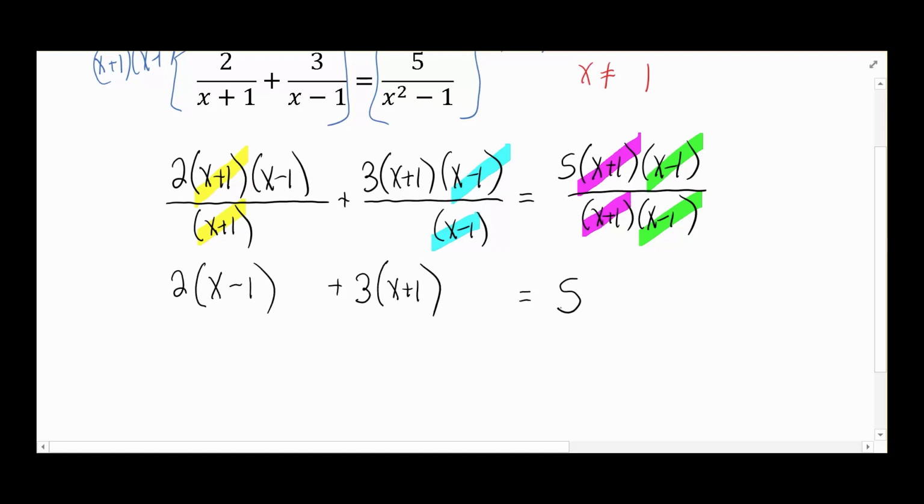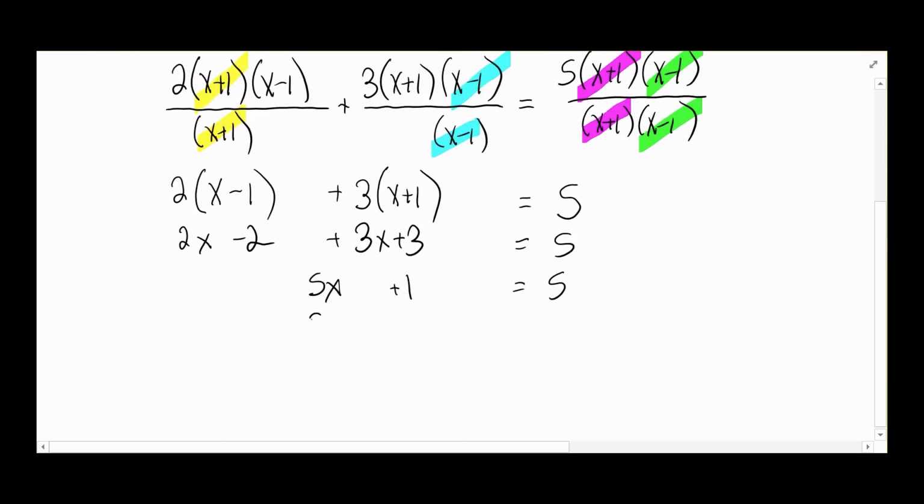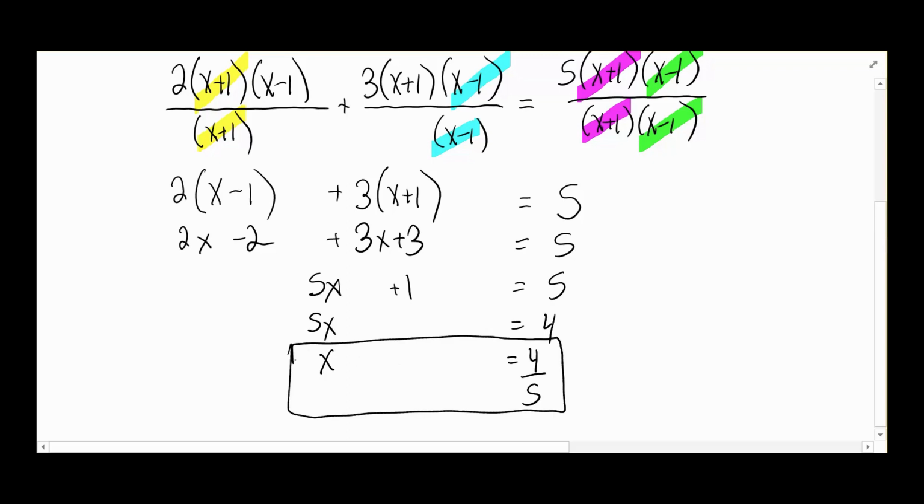And at this point, we have a pretty straightforward linear equation to solve. We're going to go ahead and distribute. We're going to combine some like terms. We're going to subtract the 1 to the other side. We're going to divide by the 5. Get 4/5. 4/5 was not one of my disallowed values. So remember, I wasn't allowed to have 1. I wasn't allowed to have -1. And so my answer actually is 4/5, and it works.